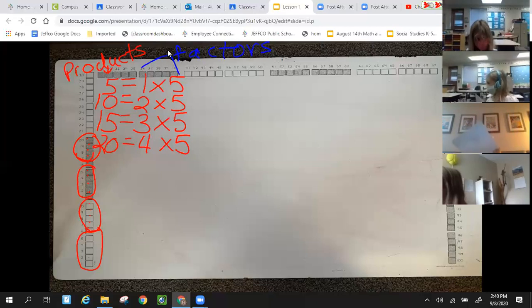Let's count another 5. 1, 2, 3, 4, 5. What's the product? 25. 5 groups of 5. So here's what I'd like to do, assuming you're getting the idea. If you would like to keep going on your own at your own pace, I think you should. So here's what I'd like you to stop at. Stop at 50. Who can repeat what I just said? Stop at 50. Oh, you're such good listeners.